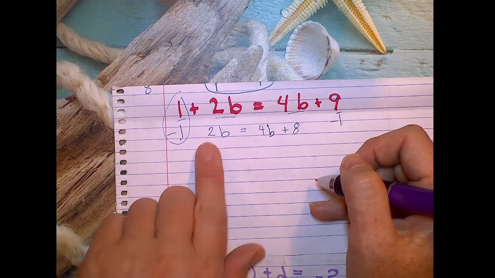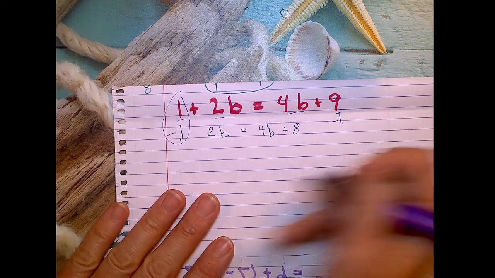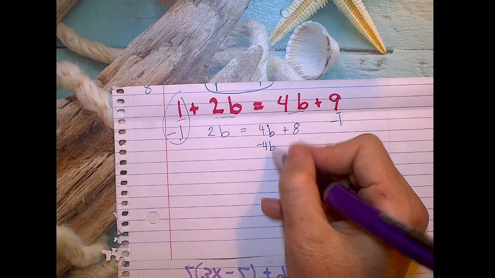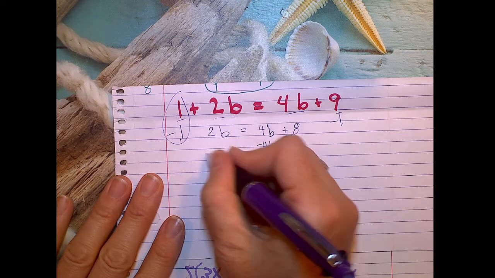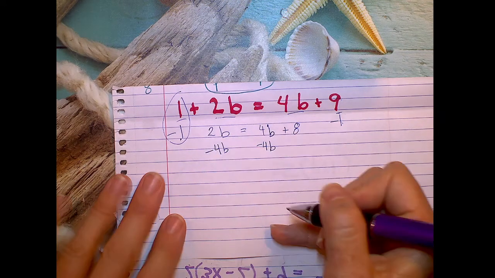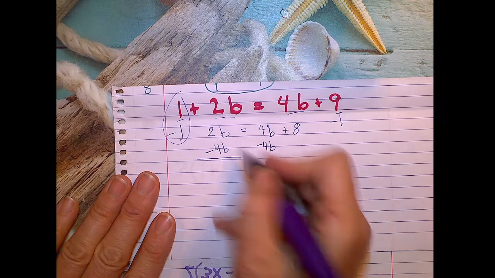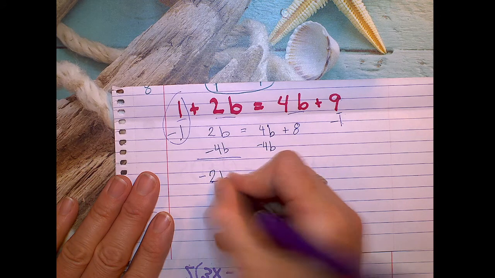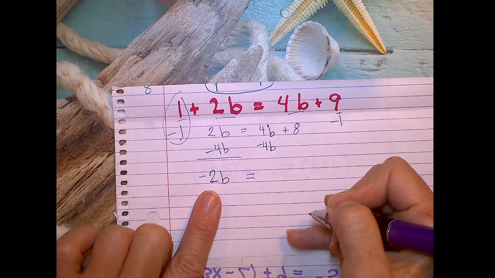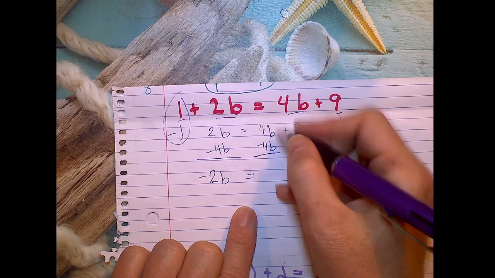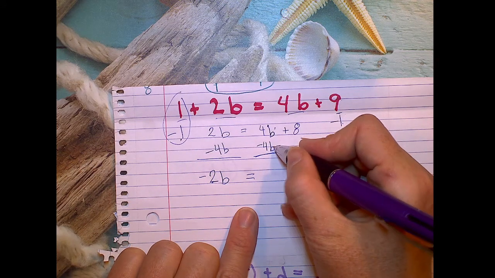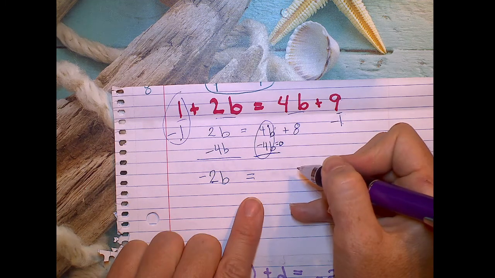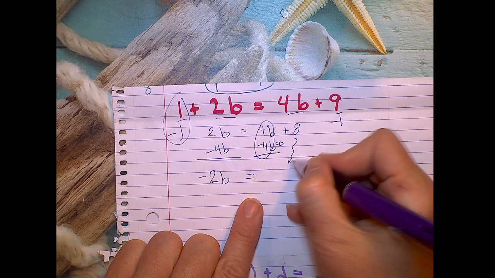I'm not finished combining like terms though because of these b's. So I'm going to subtract 4b from this side. I'm doing that on purpose to get this equal to 0. But I must subtract 4b on the other side as well. Now, 2b minus 4b equals negative 2b on the left side of the equation. And on the right side of the equation, 4b minus 4b, that equals 0. I did that on purpose because I wanted it to go away. And I'm just left with this positive 8.